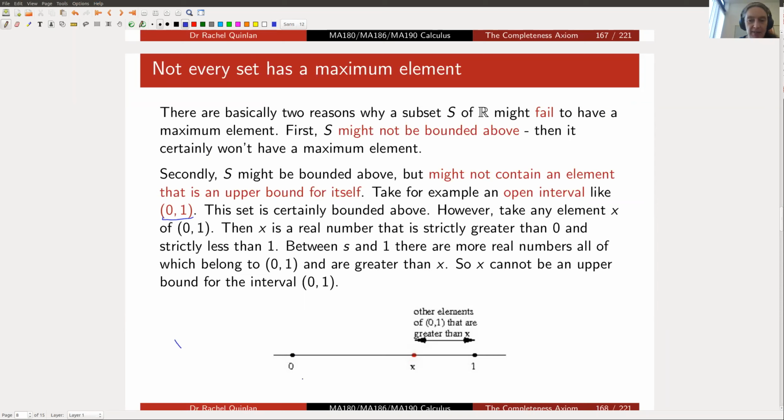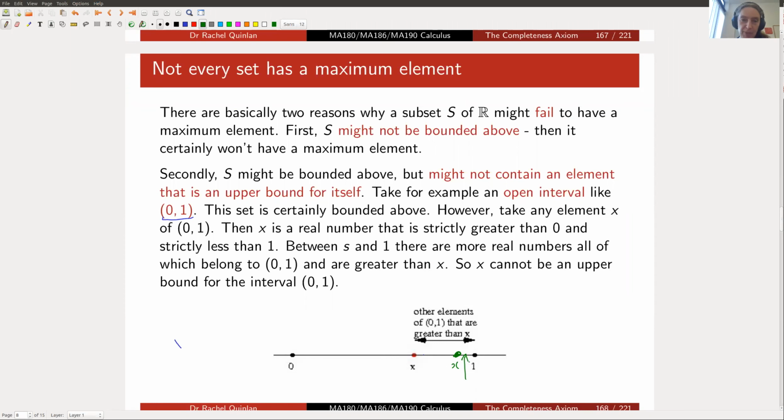But if we take any element of that set, here's the picture, take an x that's near the right-hand end of it, wherever there's one already in there. Then x is a real number that's strictly greater than 0 and strictly less than 1. No matter how near to 1 x is, on the real number line there are more elements in between x and 1, because there's a gap between x and 1. It might be a really, really tiny gap, but it's a gap. And it contains more real numbers that are greater than x, which defeats the idea that x could have been an upper bound for the interval (0, 1).